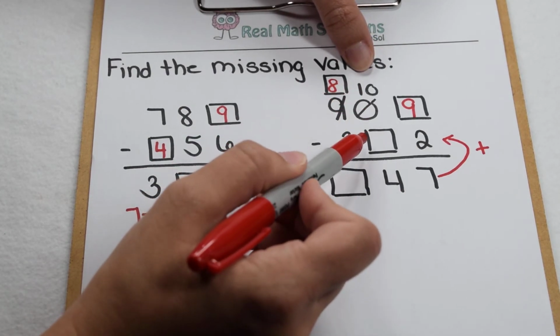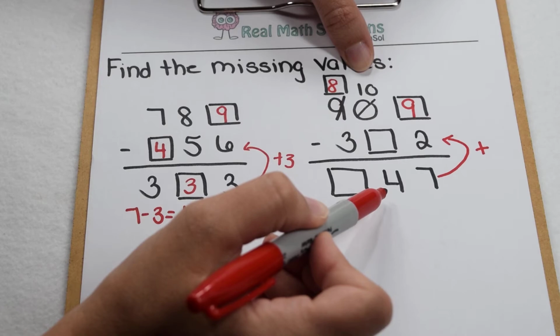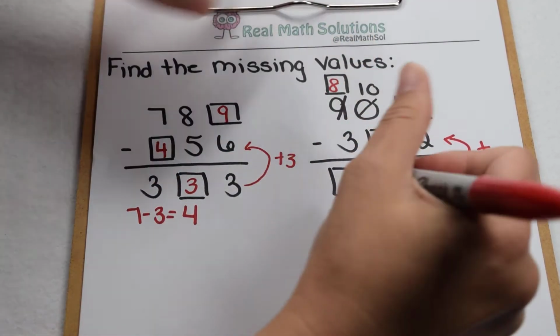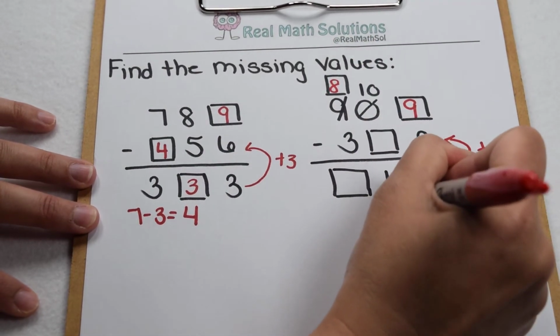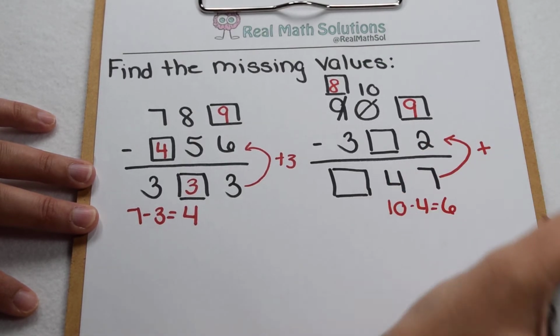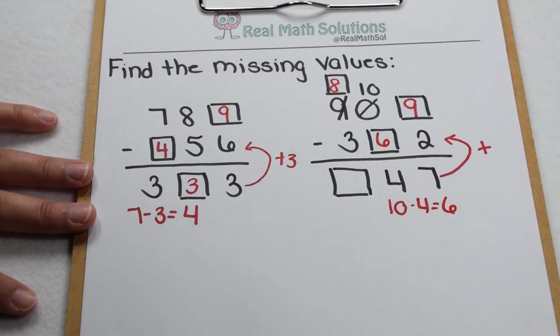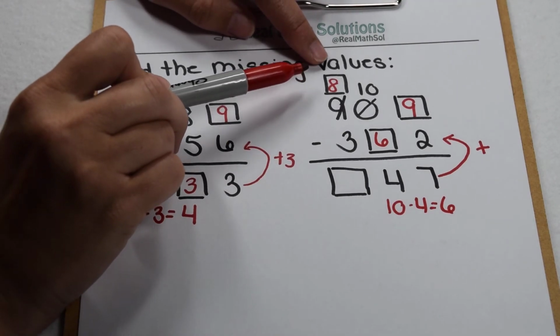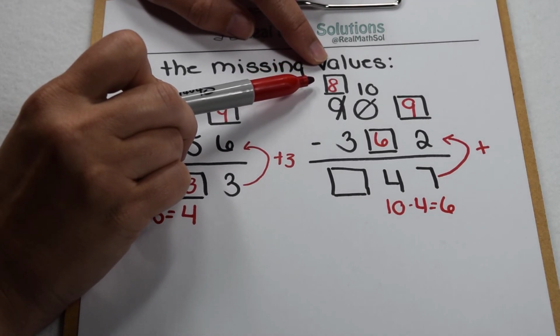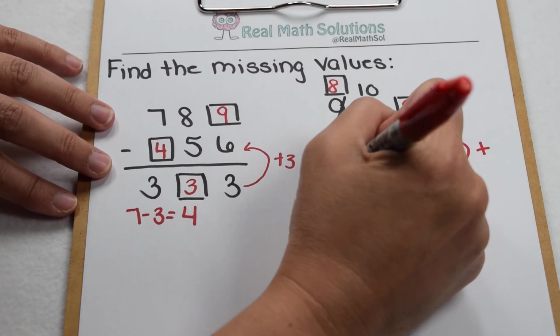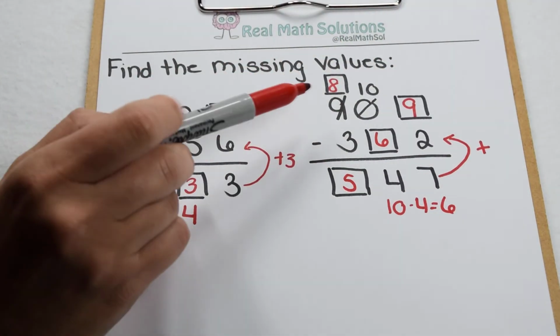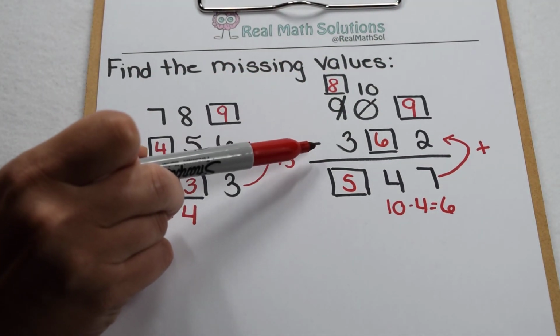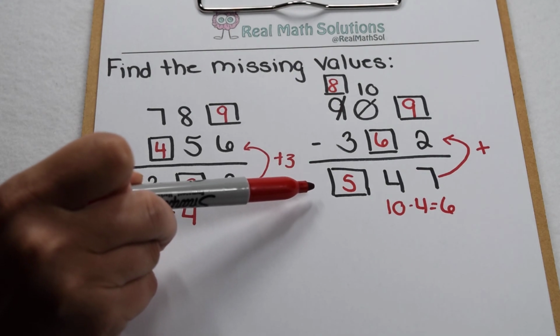So now 10 minus something leaves me with 4. Well, again, we're looking for the difference between 10 and 4, so we can go ahead and subtract 10 minus 4, and that leaves me with 6. Now we can finish off our hundreds place. 8, since we know we borrowed from there, minus 3 leaves me with 5. So 909 minus 362 leaves me with 547.